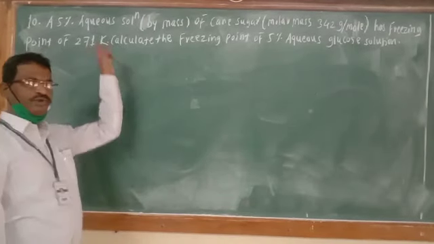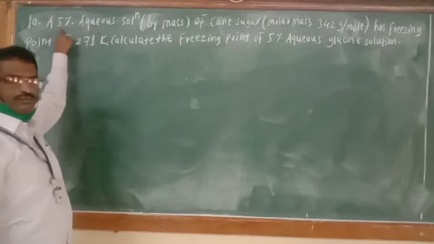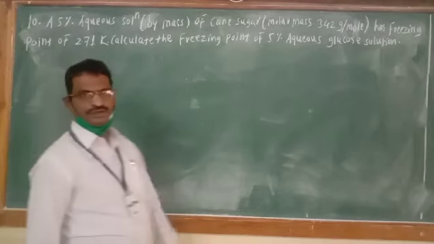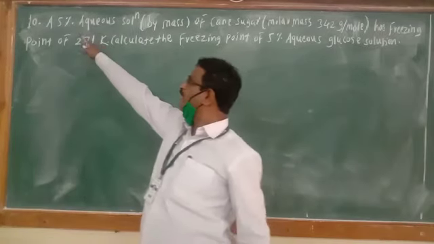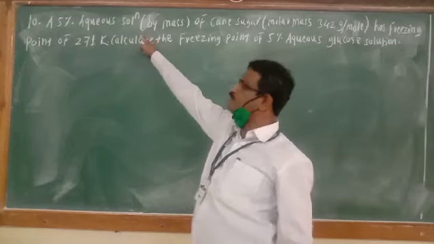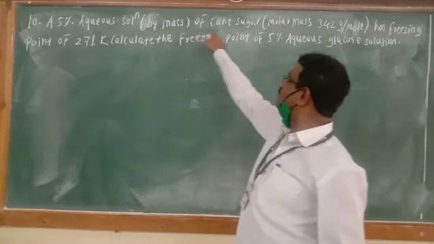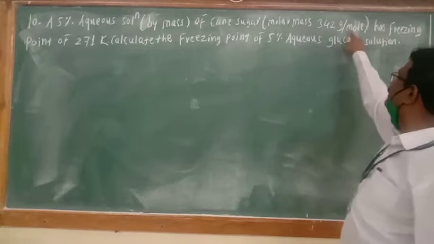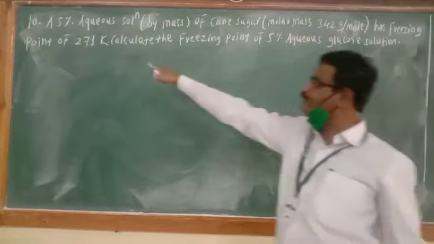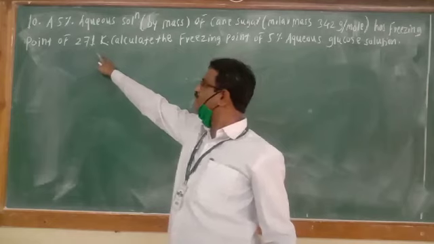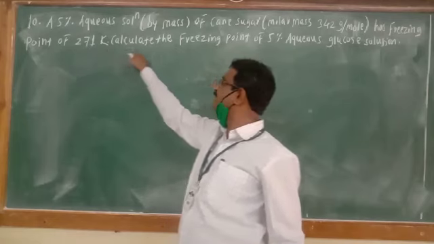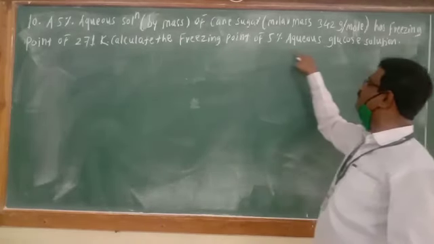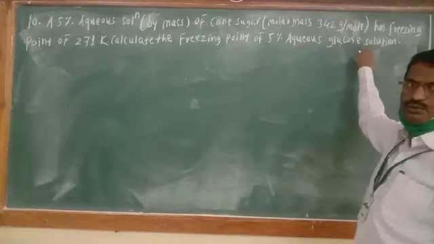Now this is problem number 10 in your book. So what is this problem? A 5% aqueous solution by mass of cane sugar, molar mass 342 gram per mole, has a freezing point of 271 Kelvin. Calculate the freezing point of 5% aqueous glucose solution.